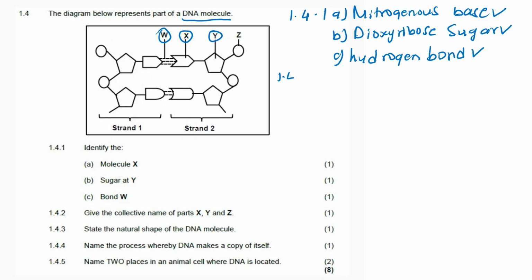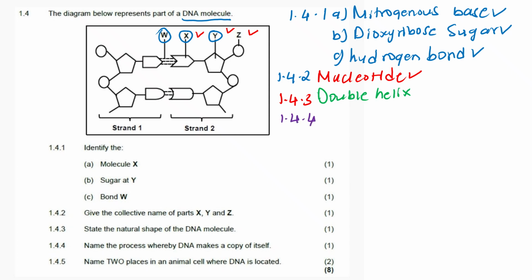Therefore now 1.4.2. Give the collective name for parts X, Y, Z. We know it is what we call a nucleotide, right? A nucleotide. Good. Therefore, now 1.4.3. State the natural shape for DNA molecule. We know it is what we call a double helix. Good.